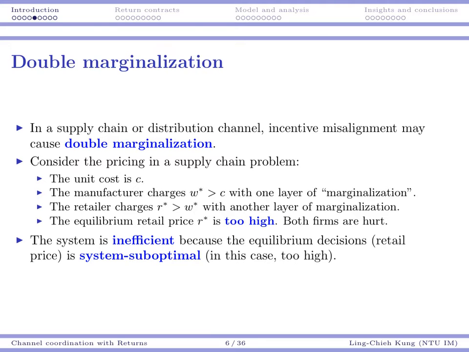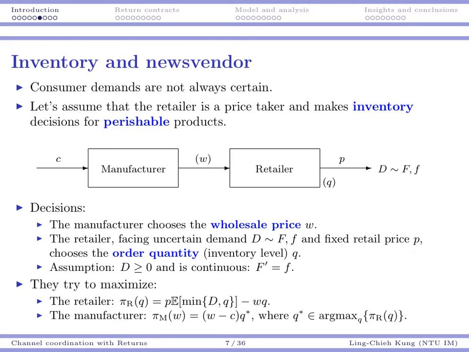This double marginalization has been observed by you. There is another example that we want to address here. It's called the indirect newsvendor problem. In this situation, there is a manufacturer and a retailer, and the retailer is making an inventory decision for perishable products instead of a pricing decision.